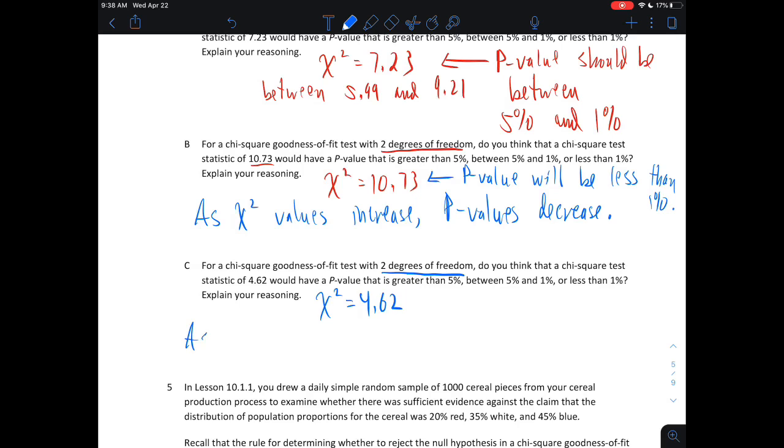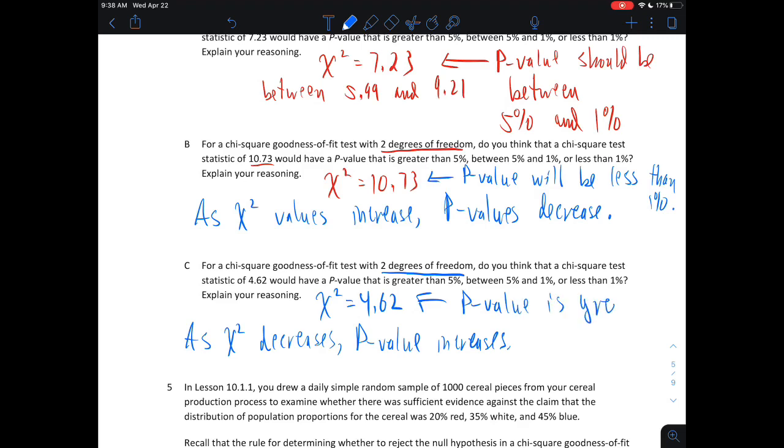So as chi-square decreases, p-value increases, which means it wouldn't be less than 1%, it wouldn't be between 5% and 1%, it would be greater than 5%. So the p-value is greater than 5%.